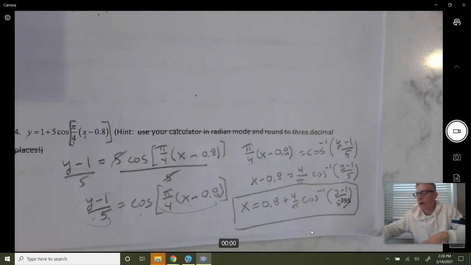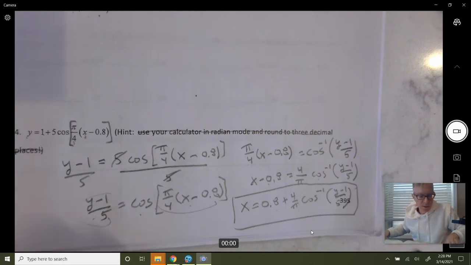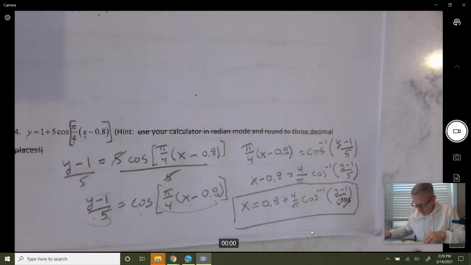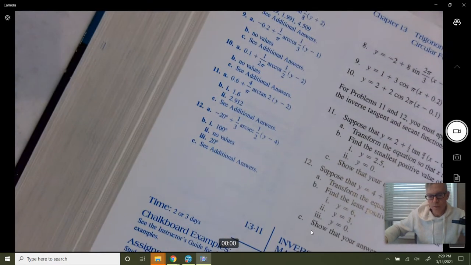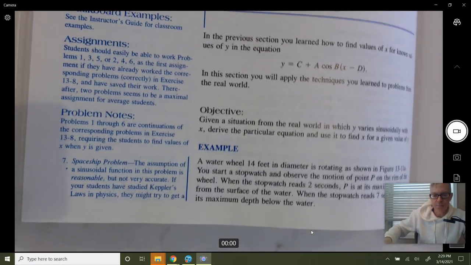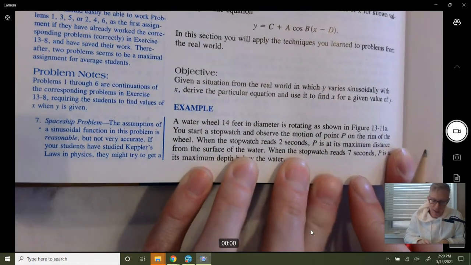Next, I want to go to your textbook. So take a look at your textbook. On page 786, we're going to do the example in 13.11. So this is a word problem. We did some word problems in class the other day. So this is the same thing. There's just one additional step.